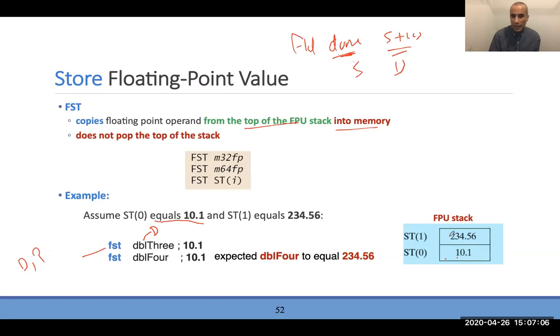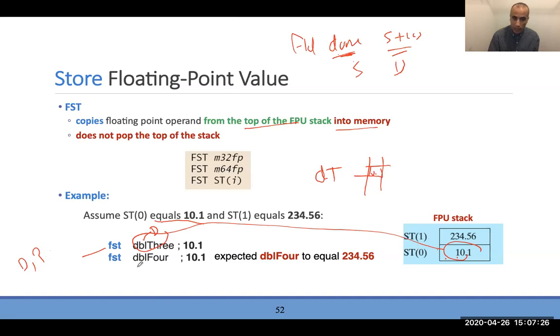Okay, so we're gonna copy the top of the stack, which is this, and then we're gonna take this top of the stack to this memory. Just imagine that is the memory, and that is D3. I'm just gonna write it short. So we're gonna copy 10.1 right here. Okay, so that is my ST0.